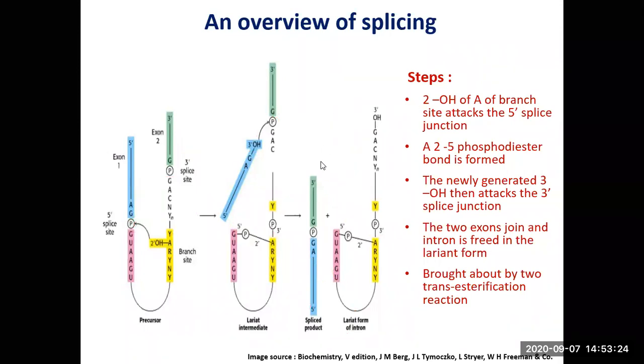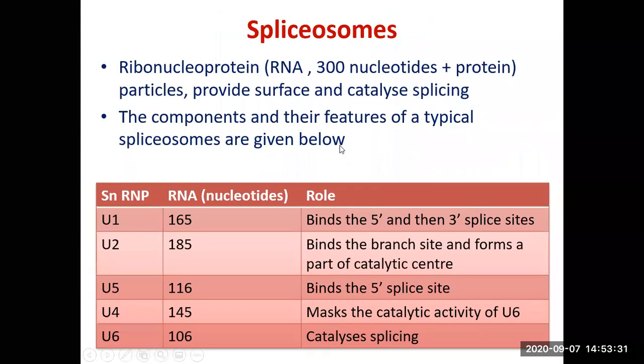Now, the question that comes is, what provides the surface for this splicing? What was found out is that splicing is sponsored by spliceosomes. What are spliceosomes? Spliceosomes are ribonucleoproteins. I'm introducing this word ribonucleoprotein. What is meant by ribonucleoprotein?